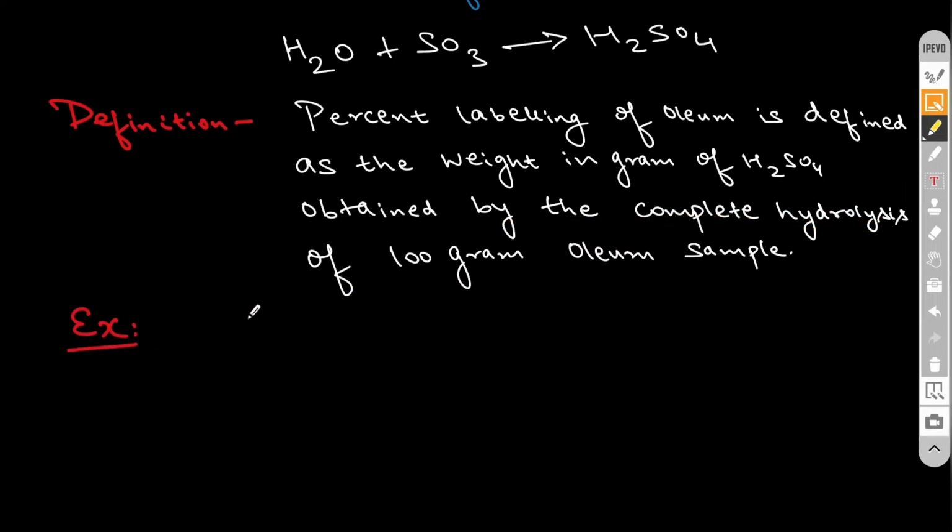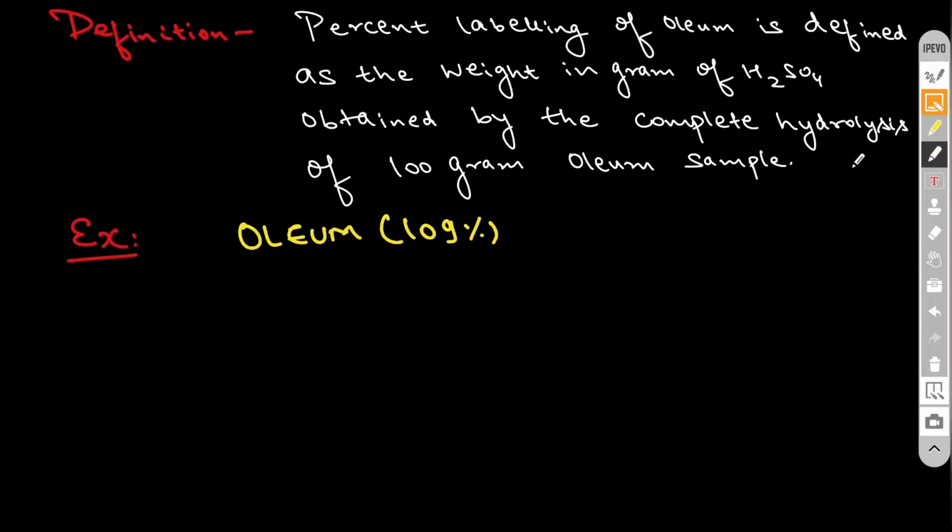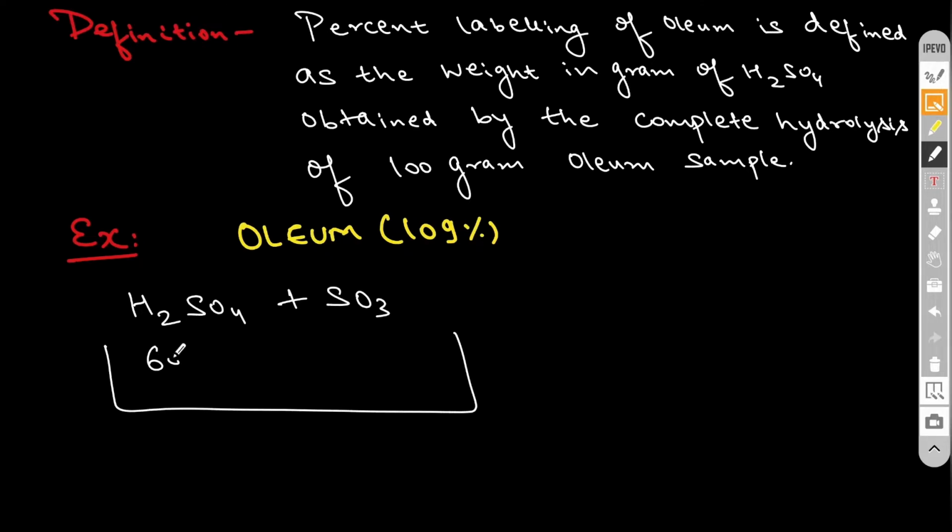Now we'll write an example so you understand better. Let's say oleum is given as 109% in a compound. So we know what oleum is. It is H2SO4 plus SO3. The weight of H2SO4 in this case will be 60 gram and SO3 is 40 gram. This is the standard weight for a 100 gram oleum sample.